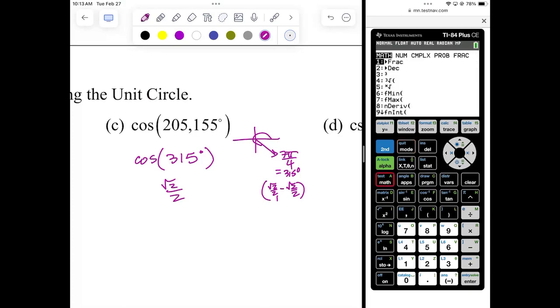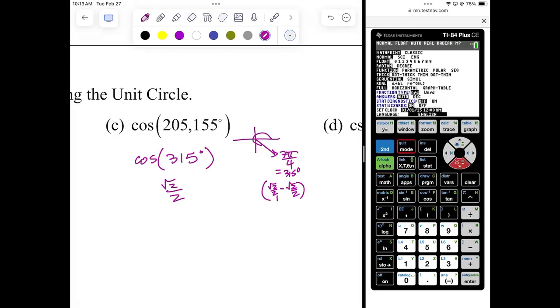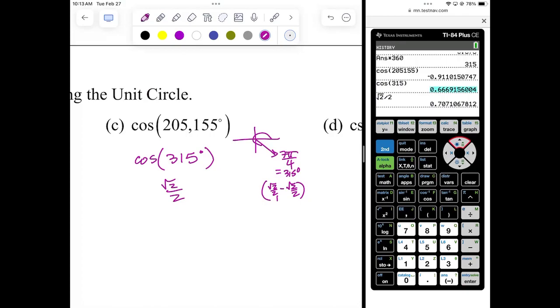In fact, if you want to verify, you can go back to mode and switch to degree, and then you can take the cosine of 315, and you get the same answer. Then you can come back up here, take the cosine of that, and get the same answer. So it really matters what mode you're in when you're pressing sine, cosine, and tangent for any reason.